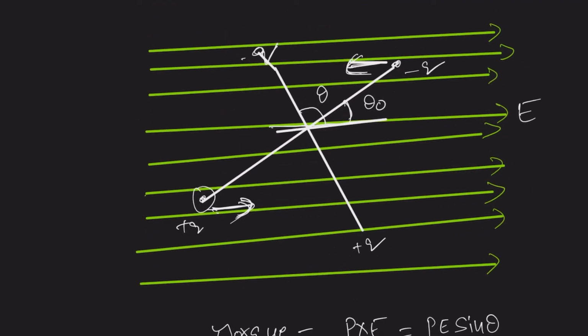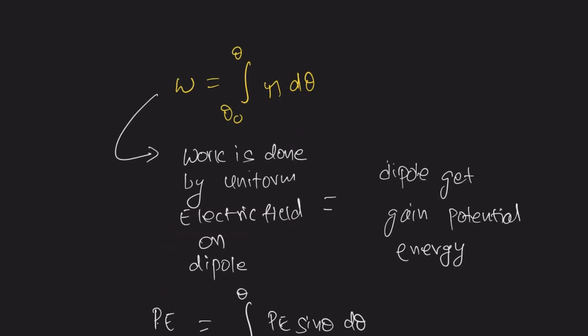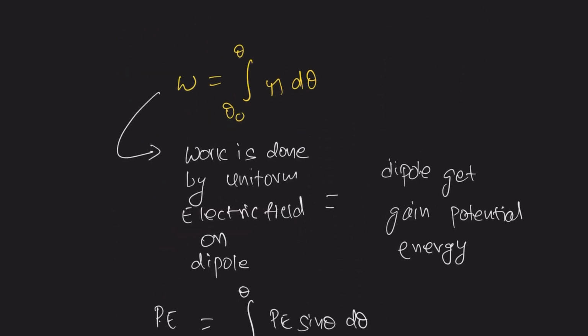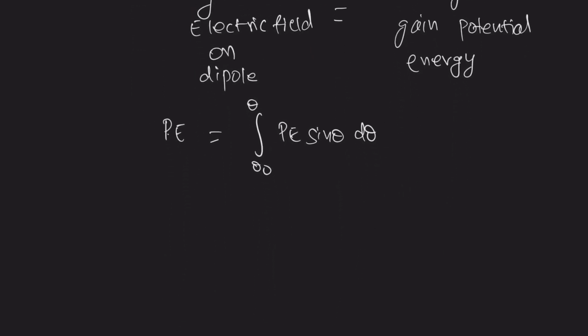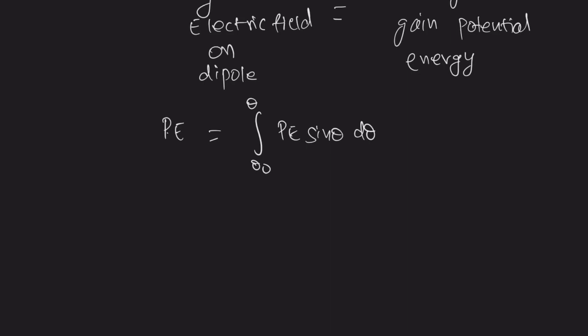See here, two opposite forces act on this dipole. That means these two opposite forces are created by the uniform electric field. So electric field here is doing the work on the dipole. So here work is done by the uniform electric field on the dipole. So immediately dipole gains energy. Potential energy. See here formula theta naught to theta Pe sin theta d theta.